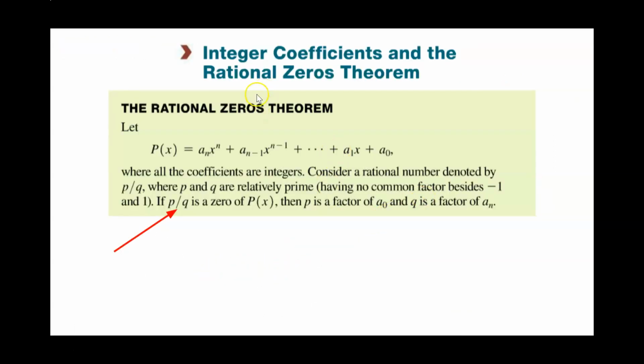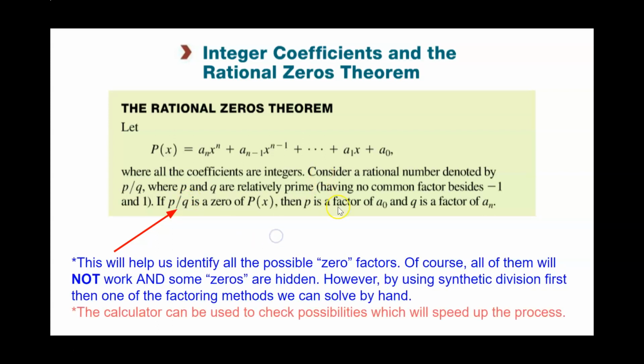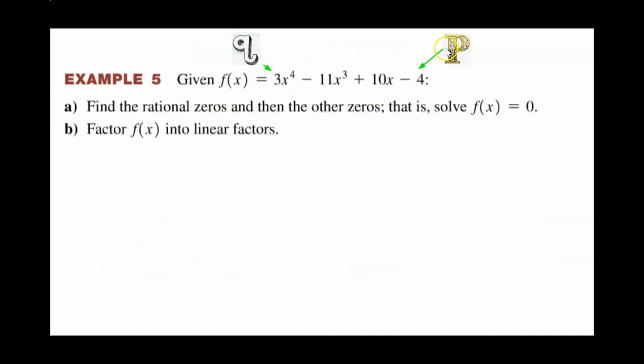The next topic we're going to talk about is integer coefficients and the rational zero theorem. So here, this is what we need to write. You need to write in your notes, P over Q. We need to figure out all the possibilities of factors for P and all the factors for Q. And where do the P and Q come from? The P comes from the last number in the polynomial function, the constant, and then the Q comes from the first term, looking at just the coefficient.